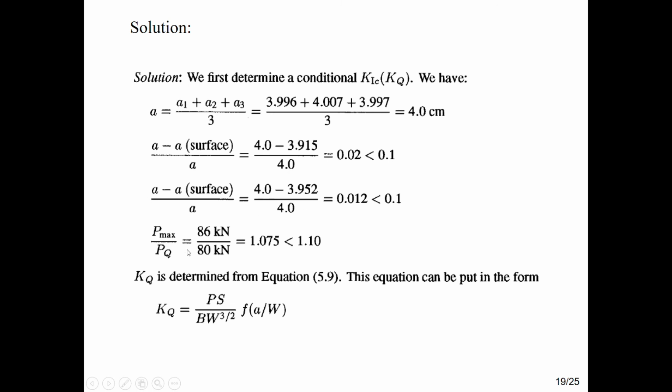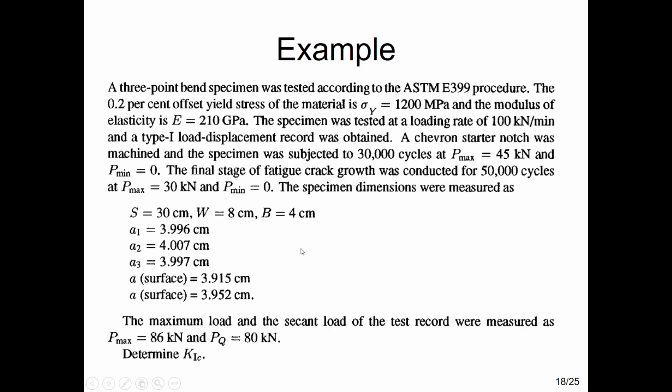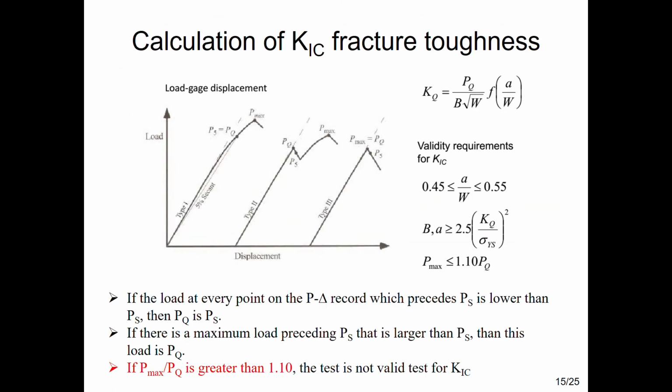So from here, you need to find the ratio between the maximum load and the PQ, the applied load, where the maximum is 86 kilonewton divided by 80 kilonewton. You obtain that as 1.075, which is less than 1.10. Here it is actually based on this equation: Pmax divided by PQ must be less than 1.10.